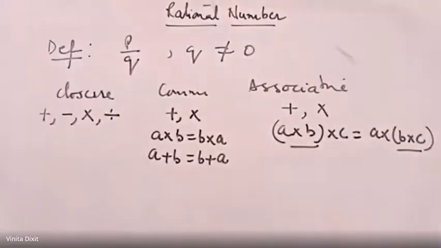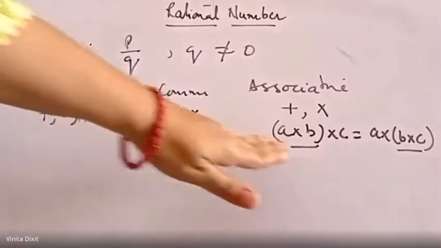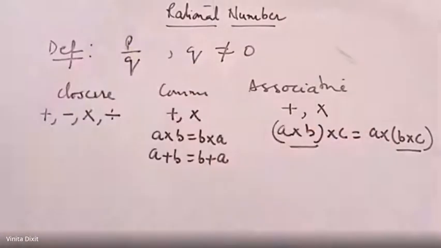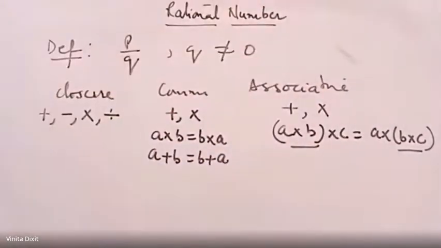That is, you change the grouping. You cannot multiply three numbers together; you multiply only two together. So you multiply any two first and then multiply the answer with the third one. The answer won't change. This is associative law.